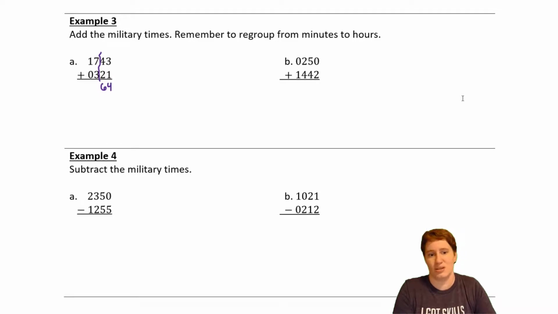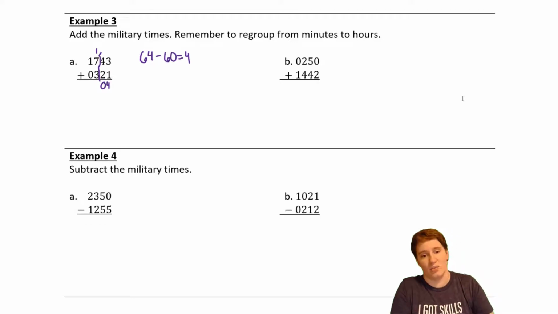So real quick we say, okay, what's 64 minus 60, which is going to give us 4. So instead of it being 64, it's going to be 04, and we're going to carry an hour. So 04, put an hour up here. Then 1 plus 7 is 18. 17 plus 1 is 18, plus 3 is 21. This would be 2104, for our military time.